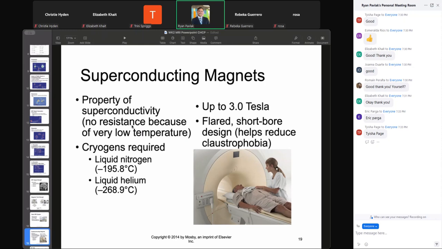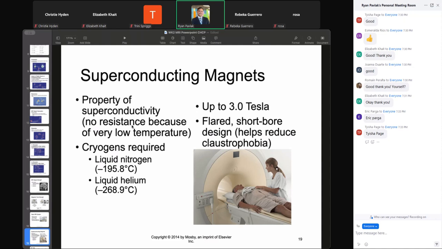So for that reason, most MR systems are going to be that closed or traditional MR unit. They are going to be superconductive magnets. And what that means is that there's no resistance due to a very low temperature. So to create the magnetic field, you're going to be sending an electrical signal through a bunch of coils around rods that are going to more or less create that magnetic field.